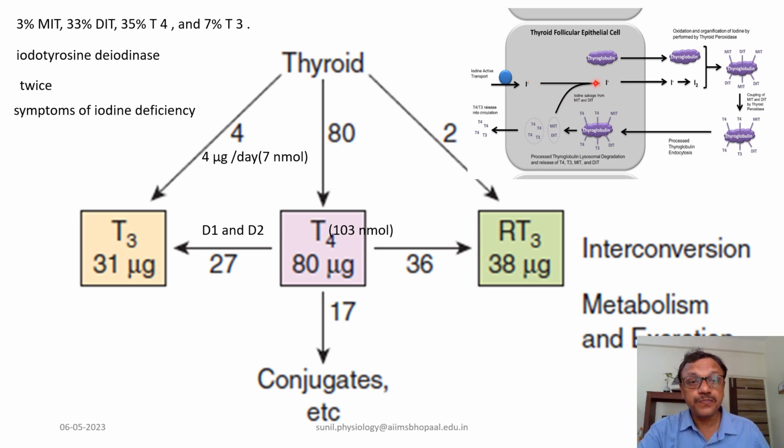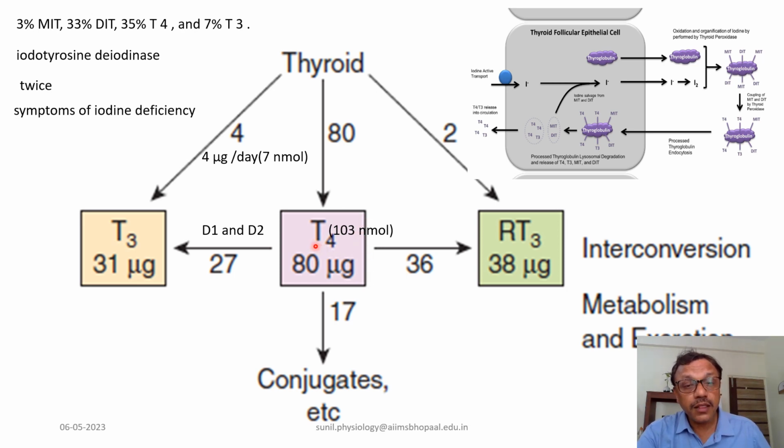Okay, now once this hormone is secreted into the blood, approximately 4 microgram per day is secreted as T3, 80 microgram per day of T4 is secreted, and a very small amount of reverse T3 is also secreted into the blood. So the maximum amount secreted is T4.